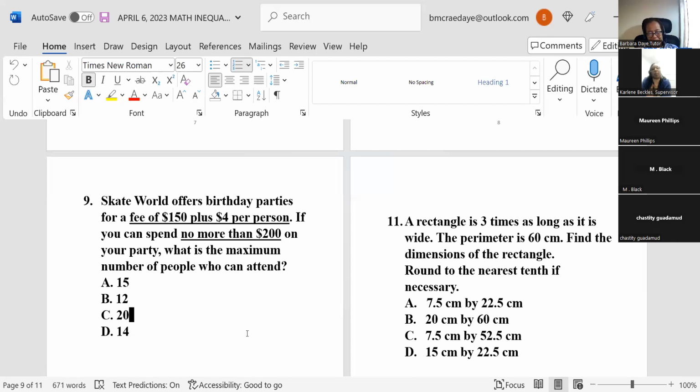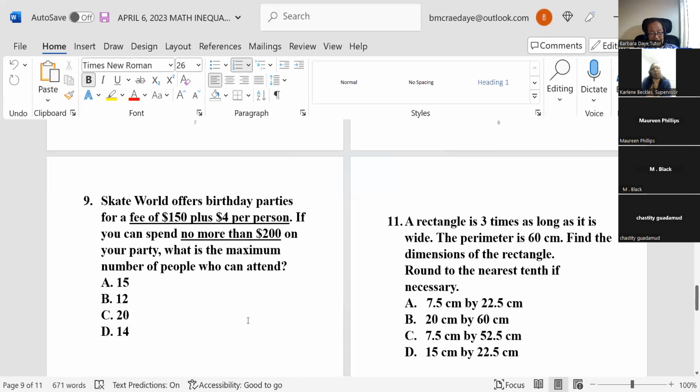Maureen? About 12 persons. Like 12 people? That's right. That's what I said. Well, B, that's your answer. I didn't think of it that way. You gotta remember, I kept saying if it is a fixed fee, take the fee out of the budget because it's a fixed fee.